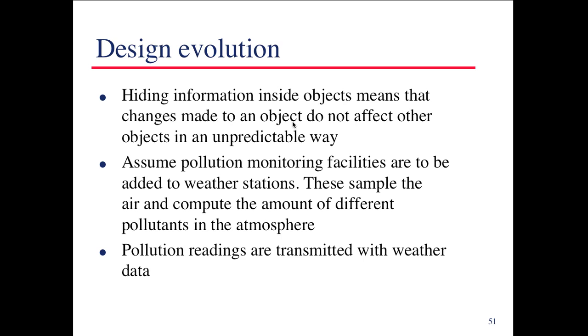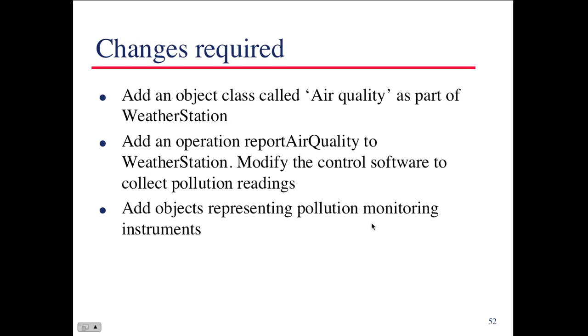Some population of monitoring facilities are to be added to this weather station. We're going to upgrade it. Might have some samples of the air. Might compute the amount of different pollutants in the atmosphere or something. So the readings might be transmitted with the weather station data. So, in terms of changes that might be required, adding an object class called air quality, maybe as part of the weather station. So it allows essentially growth as well as reuse in terms of the design, which is another reason why people like object orientation. It allows for a very flexible design that can be maintained and it also can be expanded in the future.